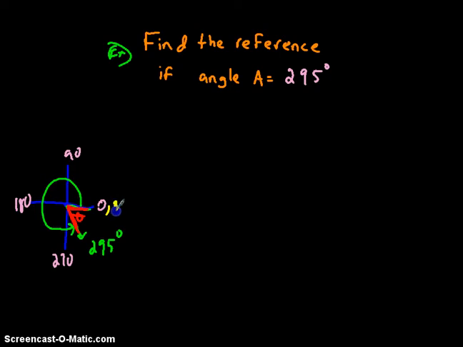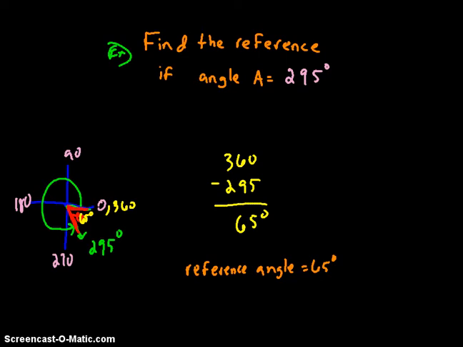It's also 360. So in this quadrant, I would say, well, what is 360 subtract 295? And you can probably just calculate to figure out what that is. So you should find the reference angle is 65 degrees. So this angle right here, 65 degrees. So you write reference angle equals 65 degrees. So that's how you find reference angles when they're all in degrees.